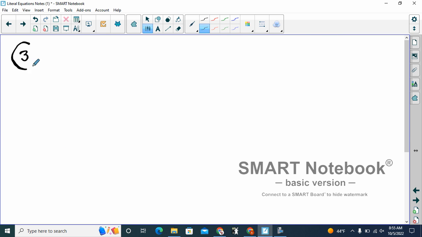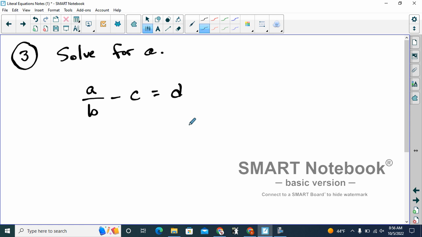Number 3. Let's solve for a. We're given a divided by b minus c equals d. A divided by b minus c equals d, and we were asked to solve for a.